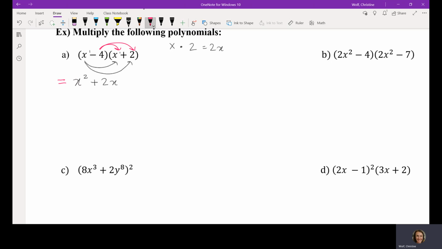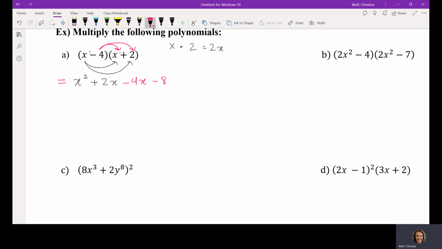Okay, so now I'm going to move to the ones that are in red. So now I'm multiplying negative 4 to x. So negative 4 times x, we just smush them together. It's negative 4x. And then my last one would be the negative 4 times the positive 2, and negative 4 times positive 2 is negative 8.